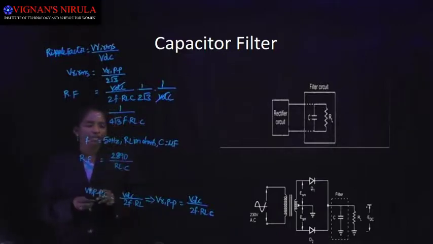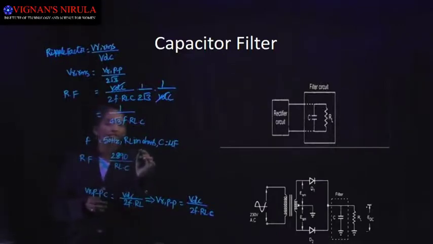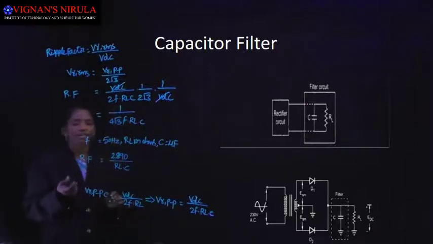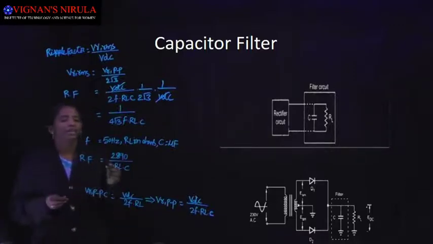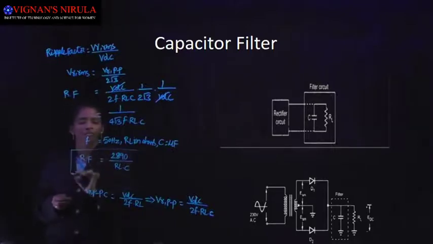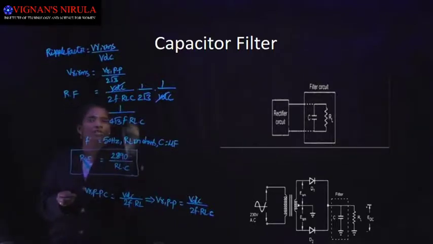So if the capacitor value and resistor value are large, then the ripple factor is low. If the capacitor value and resistor value are small, then the ripple factor value is high. So while designing the capacitor filter, we should remember the capacitor value and resistor value should be high. This is the ripple factor for the capacitor filter after taking F equal to 50 Hz.